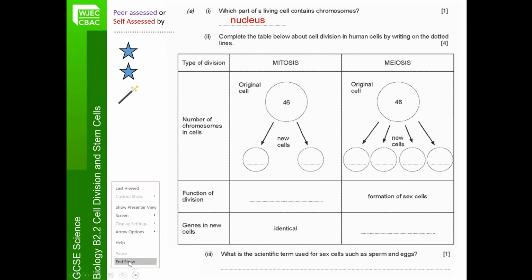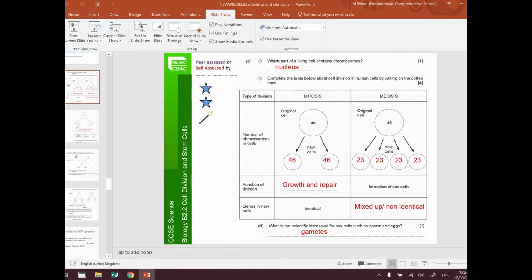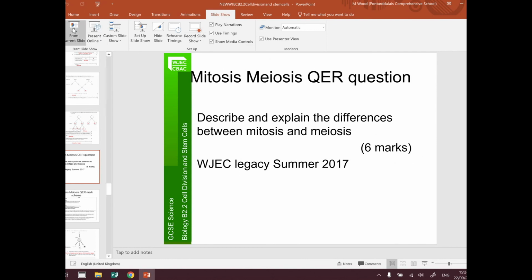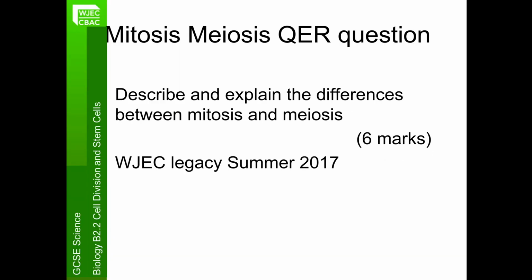So I'm just going to find where the question is on here. This was a past paper question from a few years back, 2017. Describe and explain the differences between mitosis and meiosis. There are 6 marks. Give as much detail as you possibly can. Don't forget to do capital letters at the start of sentences, full stops at the end. If you prefer to write this on paper first and then type it into Moodle when you submit your response, that's perfectly fine. So if you want to include it somewhere in your booklet or just on a piece of paper, that's absolutely fine.